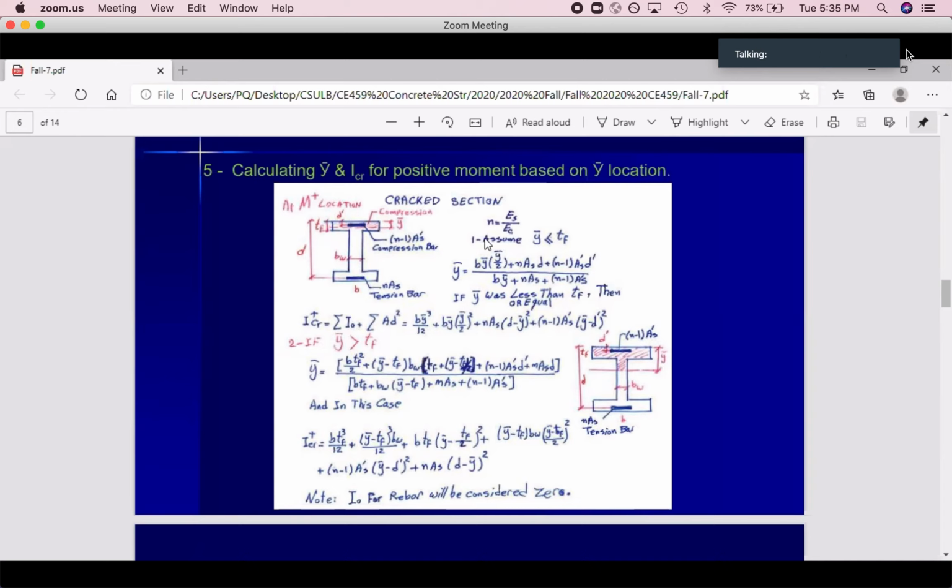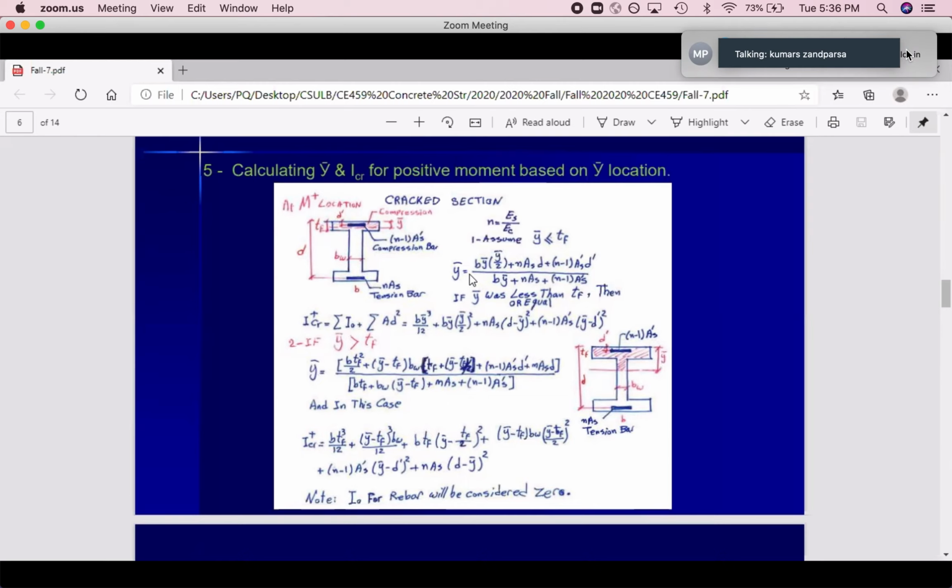What can we do? At first, we assume that Y bar is less than or equal to TF. That's our assumption. Then we will check, because you calculate this. If your Y bar is less than or equal to TF, that's good, keep going. If it's not, then this part is not acceptable. So go with this one first. Assume Y bar less than or equal to TF means, as you can see, it can go all the way to TF, the same equation.